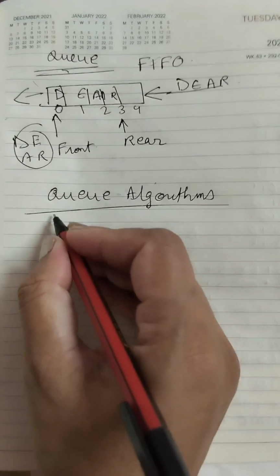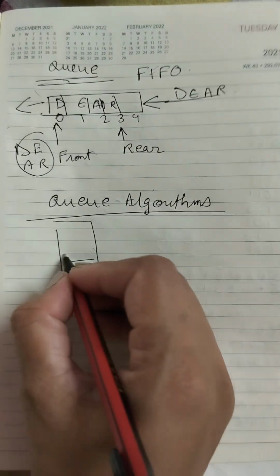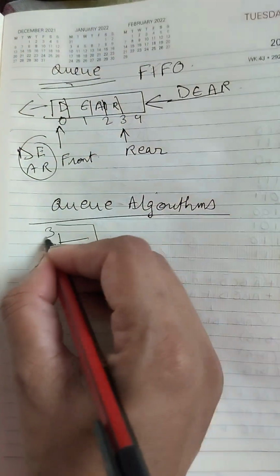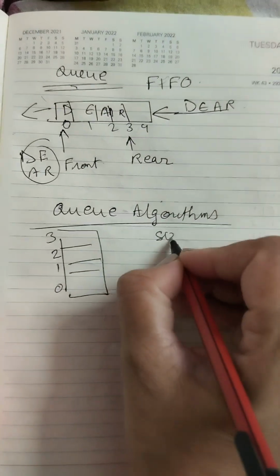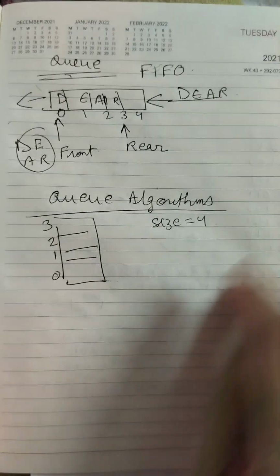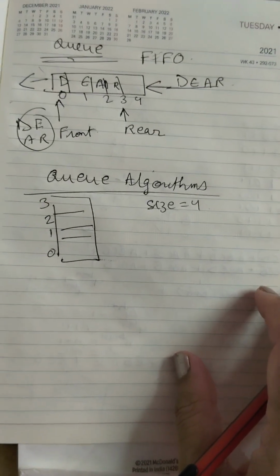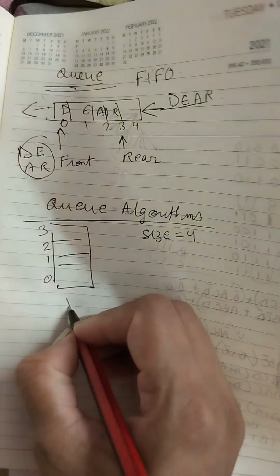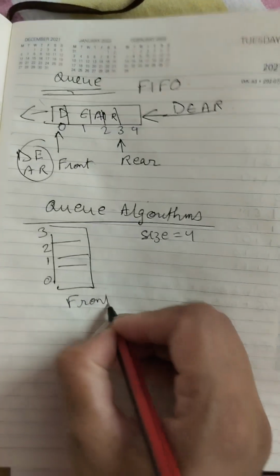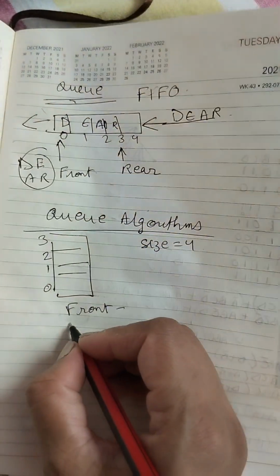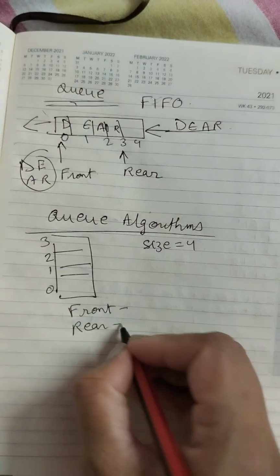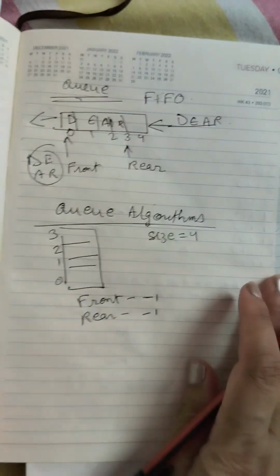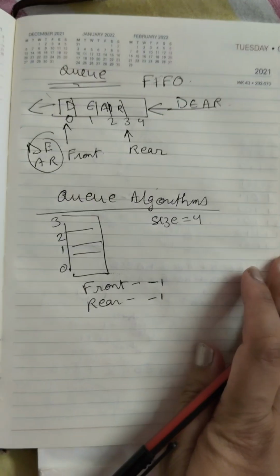Suppose I have an array, and in this I have indices 0, 1, 2 and 3. That means the size of the array is 4. So there are 4 slots in the array, and the size of the queue is 4. Now I will maintain two variables. Front is the point from where the deletions will be made, and rear is the point where the insertions will be made, and initially both of them are -1, indicating that the queue is empty.